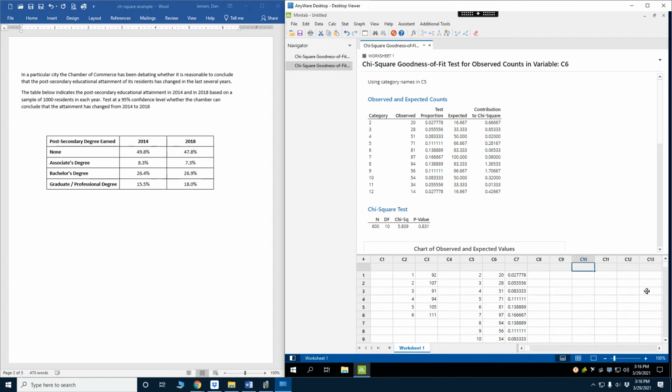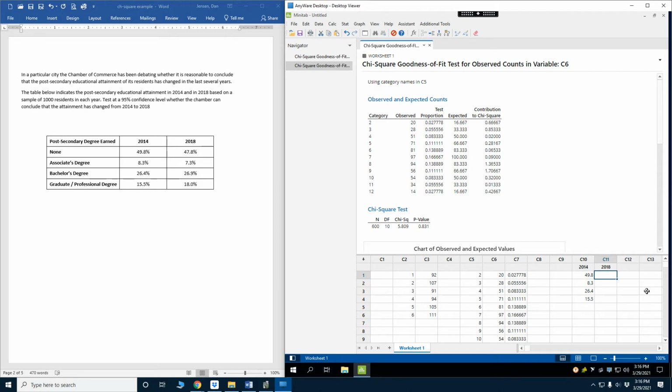Now, in this case, 2014, these are my expected values. I'm wondering, have things changed? I'm going to start with a null hypothesis that nothing has changed, that the results I observe in 2018 will match what I expect if there's been no change based on what I saw in 2014. So I'll just put these numbers in. And now 2018 is my observed values.